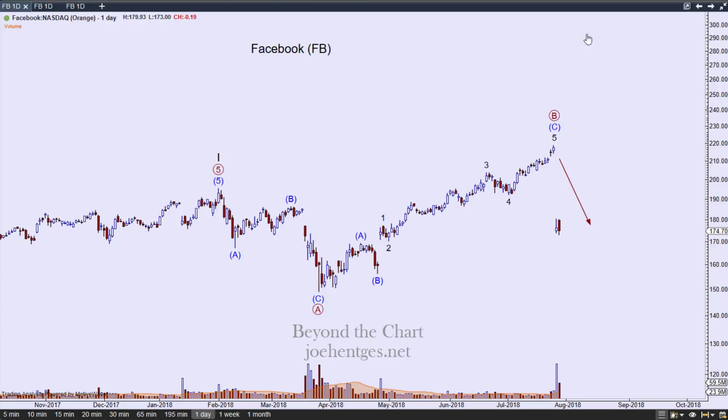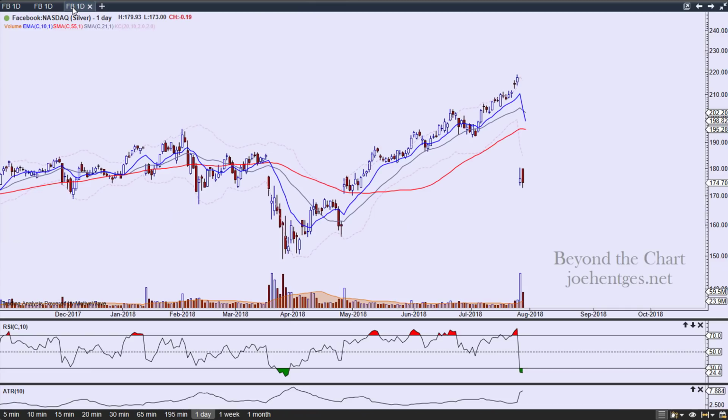I actually had this out when I was looking at this chart for weeks ahead of time. You could see how the RSI kept saying, well, I'm not confirming this move, but it kept pushing higher, not confirming, and then boom, it just took it all back. All right, so that was Facebook.